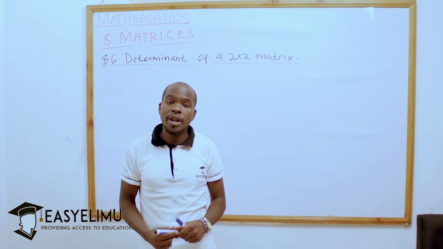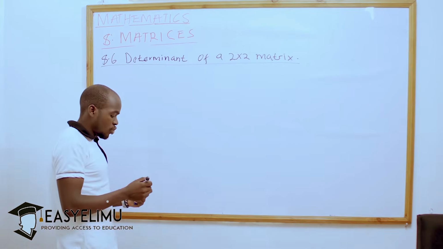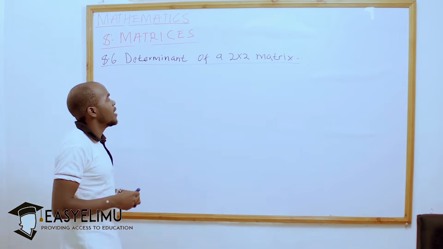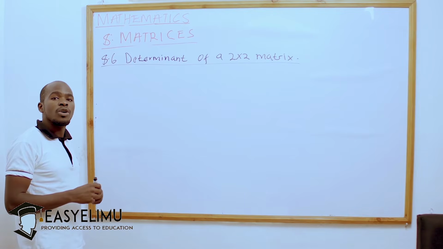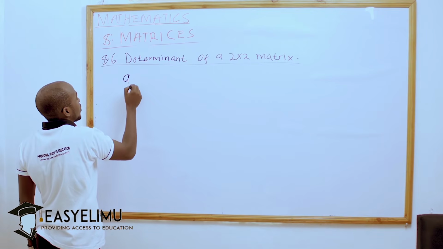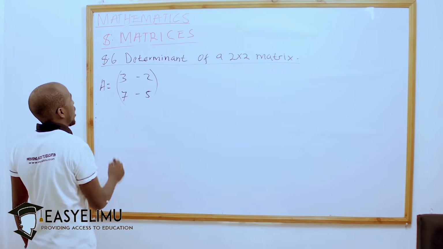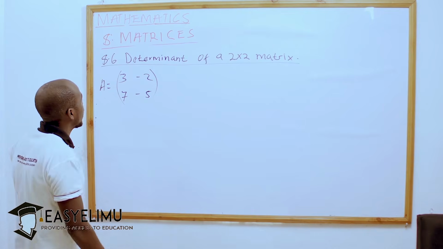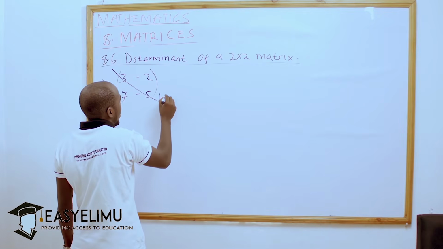Let's move on with the determinant of a 2 by 2 matrix. And here, we are going to see how we can find the determinant of a 2 by 2 matrix. The determinant of a 2 by 2 matrix is obtained by taking the leading diagonal, and you subtract the other diagonal. Let's use an example. Let's say this is my matrix A, having 3, -2, 7, -5. If I need to find the determinant of this matrix, this is what I'm referring to as the leading diagonal.